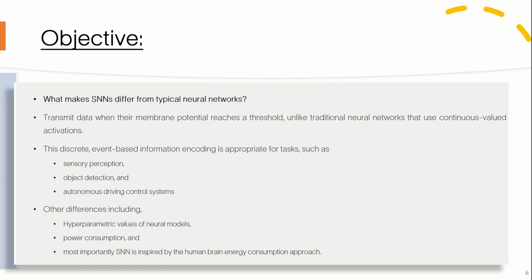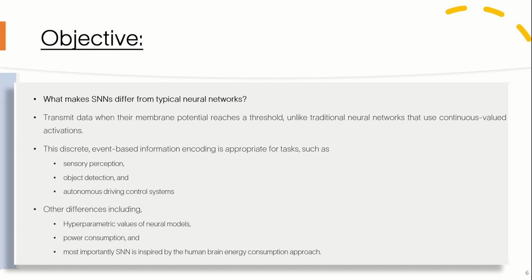So what makes the spiking network differ from the typical neural network? As we said, the spiking network transmits data when its membrane potential reaches a certain threshold, unlike a traditional neural network that uses continuous value encoding. This discrete, event-based information is appropriate for tasks such as sensory perception, object detection, and autonomous driving control.